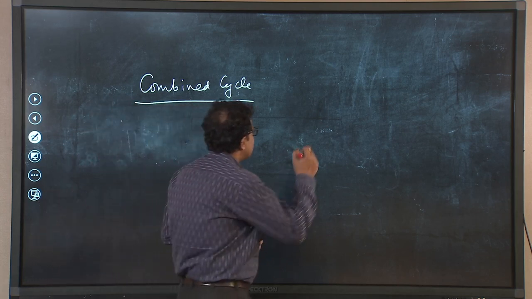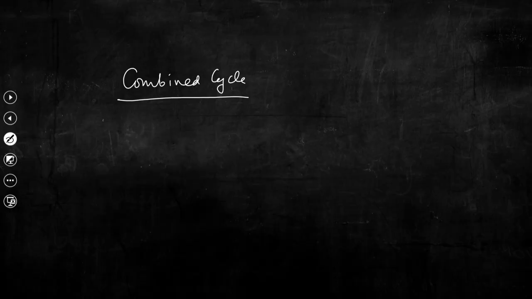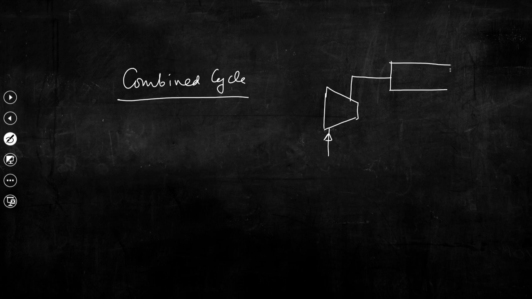What is done here? We had seen that if we consider this is the compressor, then we are having a combustion chamber. We are supplying a certain amount of Q in, as if we are supplying fuel and a certain amount of heat. So basically in this unit we are having heat addition to the working fluid. So this is the compressor.